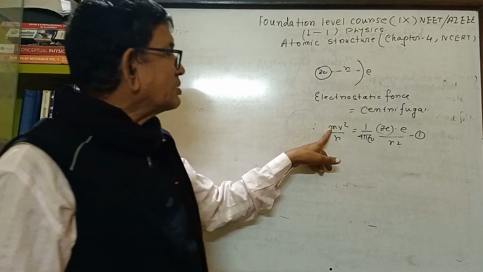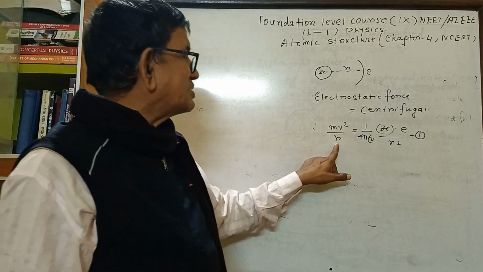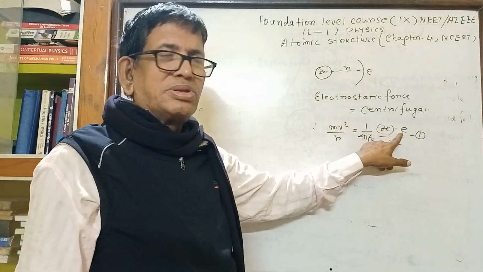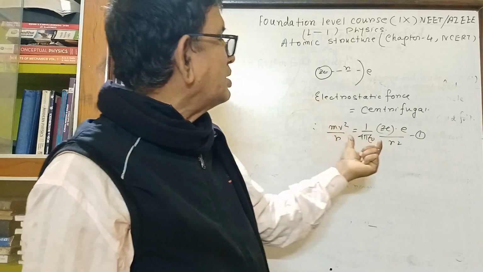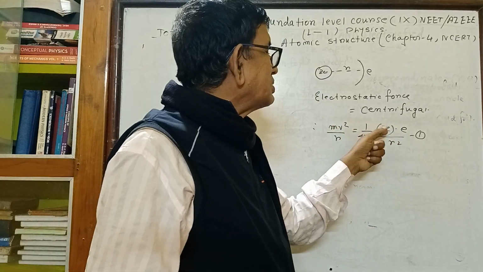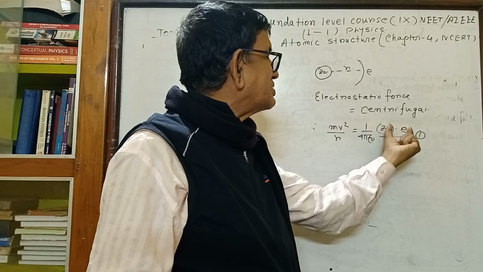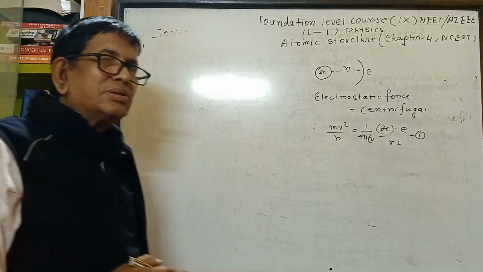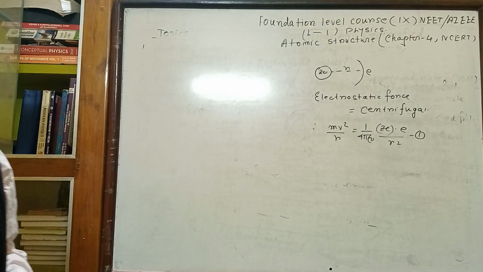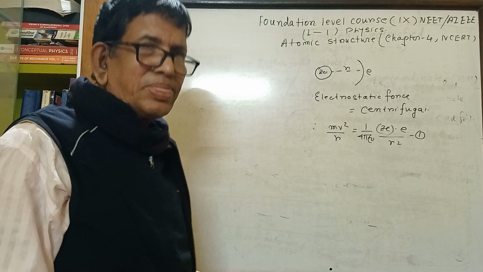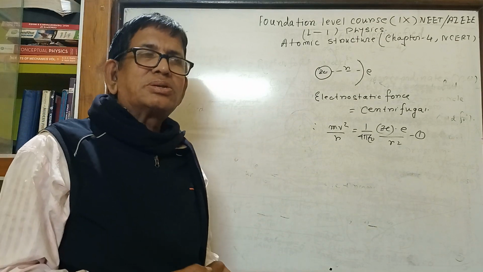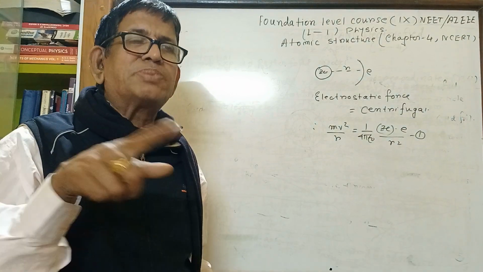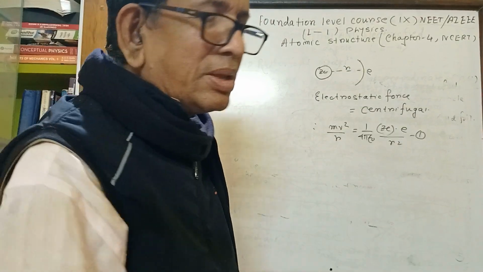Clear? m is the mass of the electron, v is the velocity in orbit, r is the radius of the orbit, Z is the charge of the nucleus, and e is the electronic charge. So this is Coulomb's law: force between the two charges, Z and e, over r square. This Coulomb force is balanced by the centrifugal force. But Rutherford could not explain the stability, because the electron is an accelerated charged particle and radiates electromagnetic energy. As a result, in a spiral path, it will fall on the nucleus.